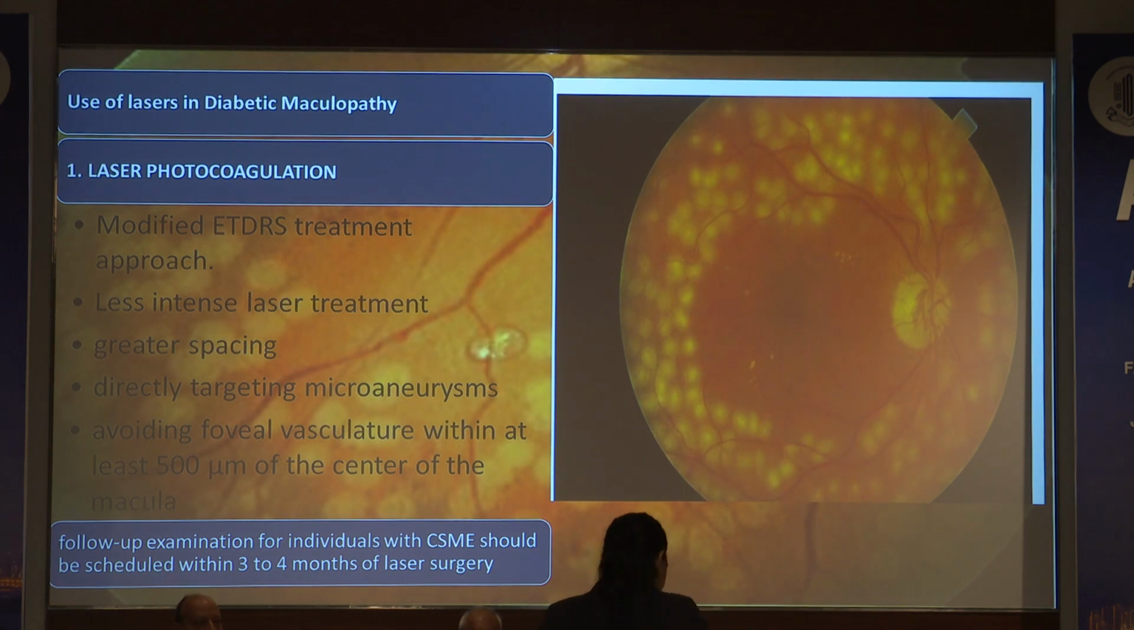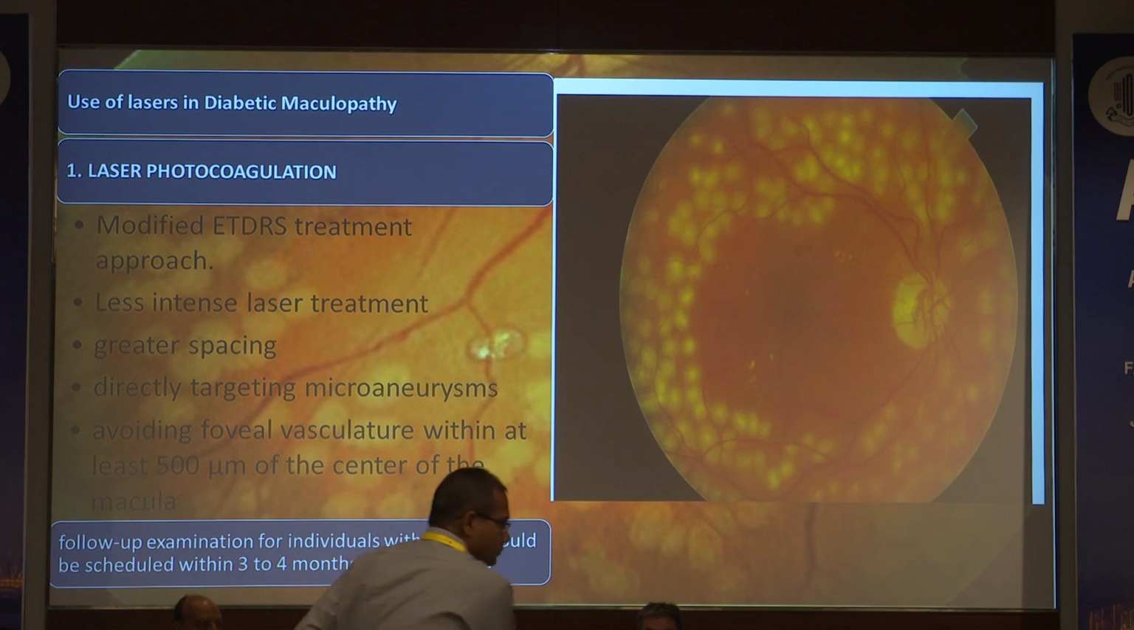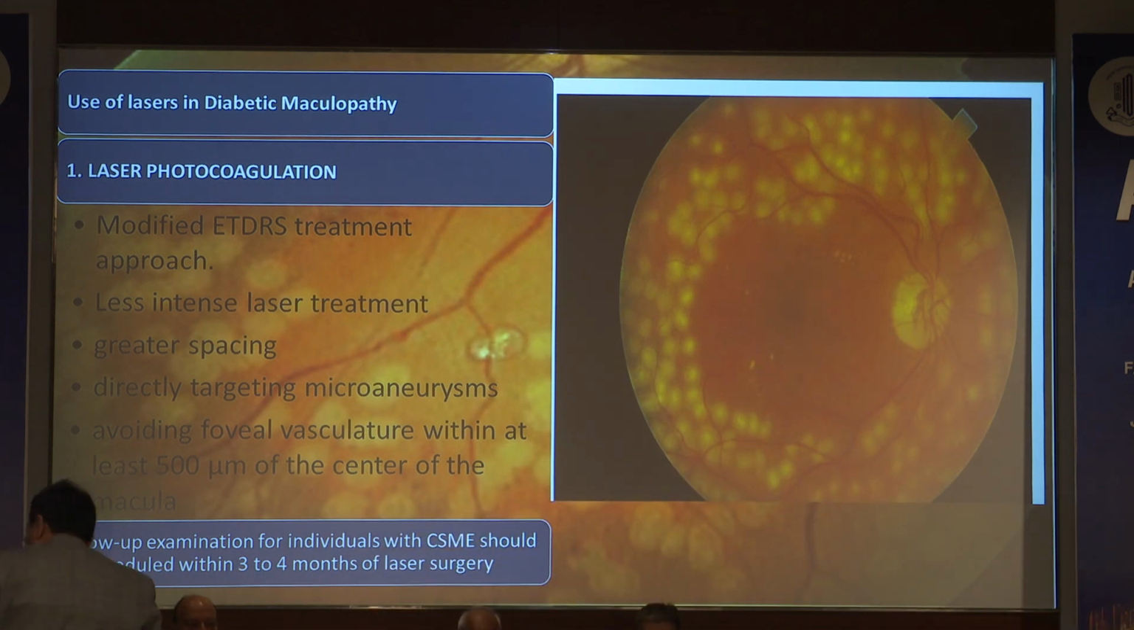As I mentioned, the optimum effect of the lasers which you will be doing, you will get after 3 to 4 months. So patients suffering with CSME, clinically significant macular edema, should be followed up after 3 to 4 months after the laser photocoagulation.